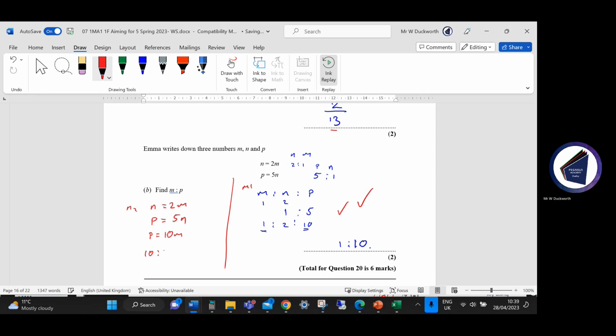No, so I've made a mistake. The ratio of M to P would be 1 to 10. Yeah, okay. So either way, there's my marks.